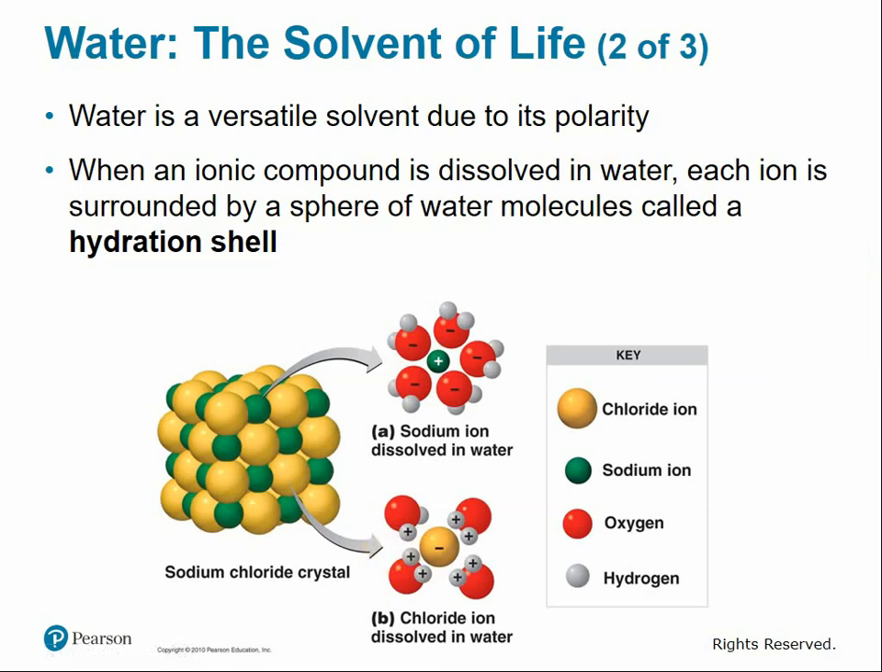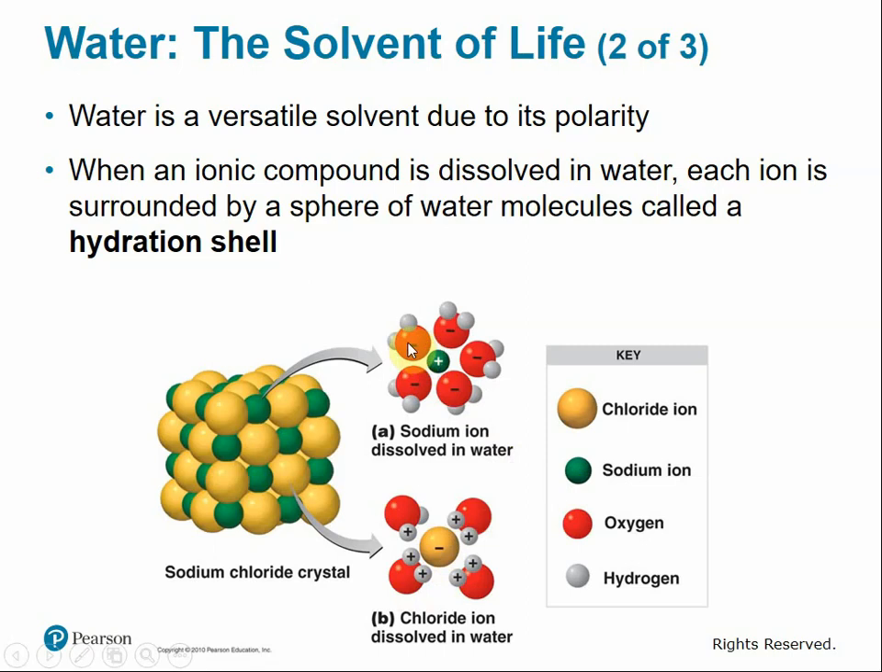So whenever you have an ionic compound like a salt, so in this example, sodium chloride, just table salt, and you dissolve it in water, each ion or component of that compound is going to be separated and surrounded by water molecules in what's called a hydration shell. So remember, with ionic bonds, you have a positively charged component, the cation, right, so our sodium, and a negatively charged component, the anion. Okay?